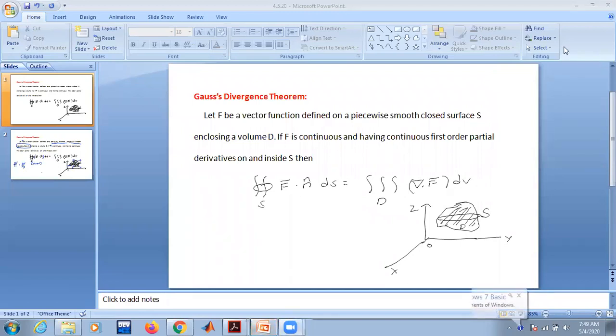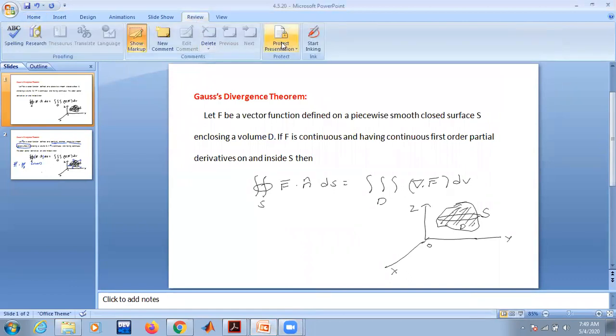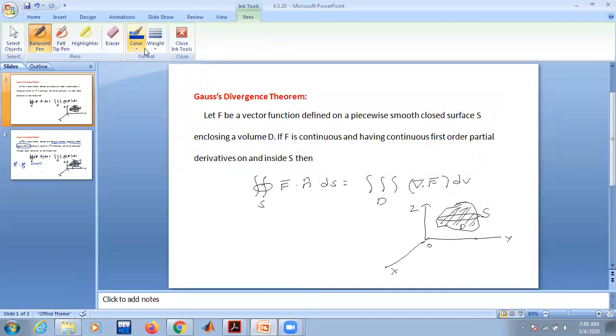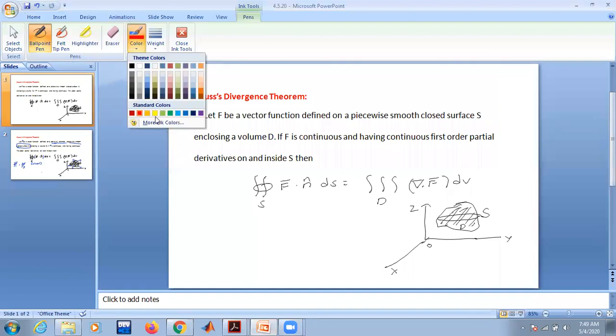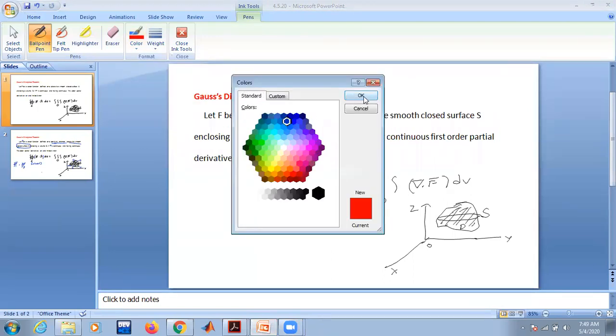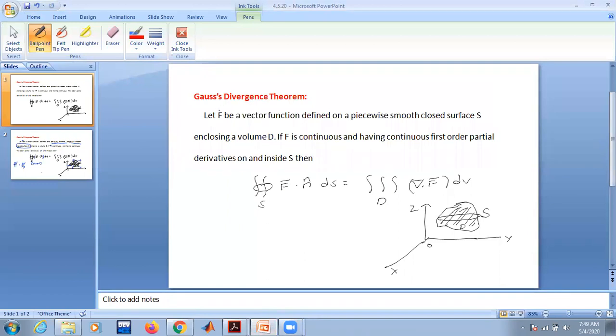Gauss divergence theorem. Read the statement. It says if f bar is a vector function defined in a piecewise smooth closed surface. What kind of surface is it? It is a closed surface enclosing a volume D. Let D be the volume inside this closed surface S.